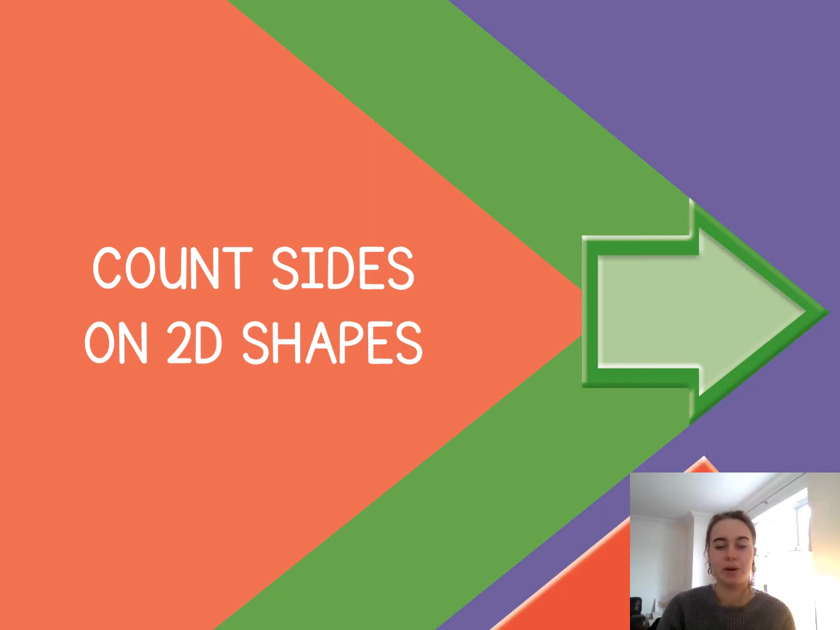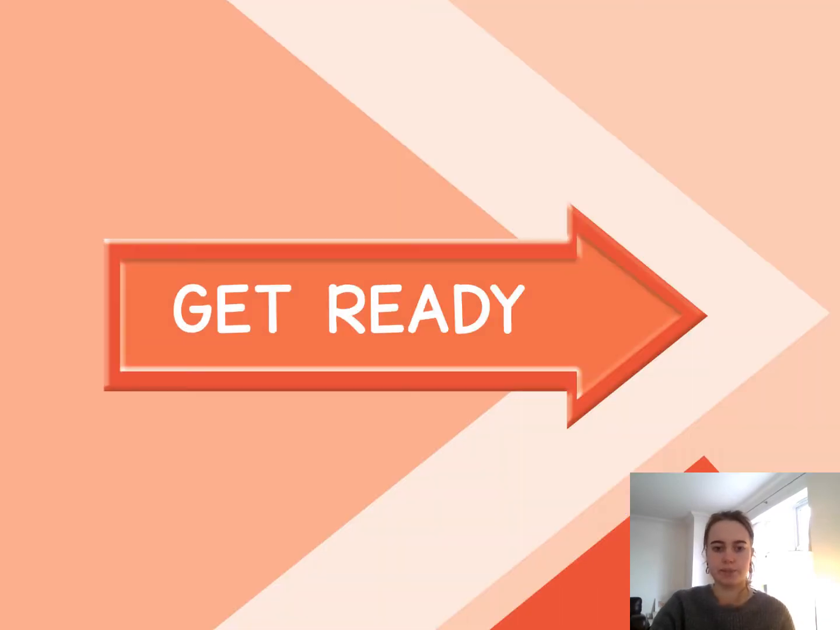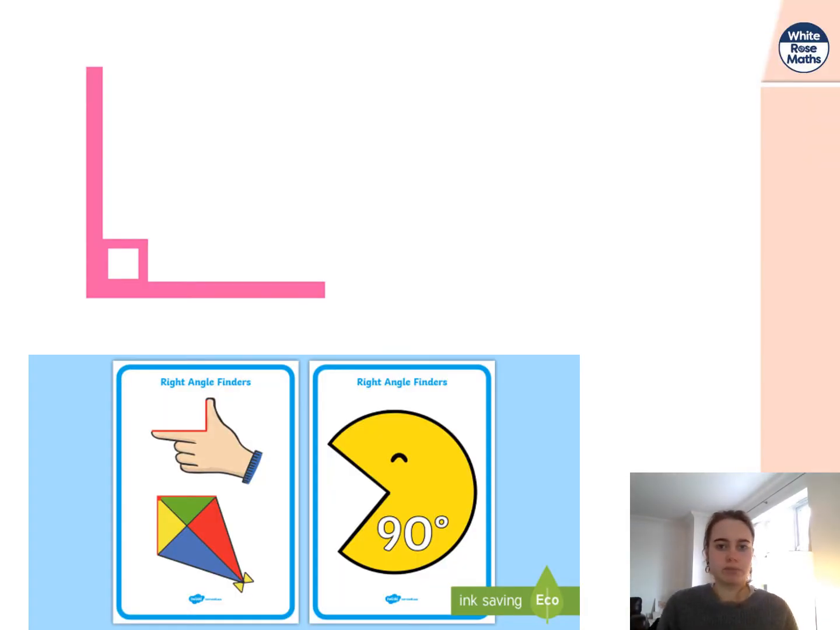Hello Year 2 and welcome to another lesson on shapes, and today we are looking at counting the sides on 2D shapes. Before we do that though, there's something that I'd like to talk about, and that is a right angle. Can you say right angle? Brilliant, well done. A right angle is when two sides of a shape come together and we can make a tiny little square in it.